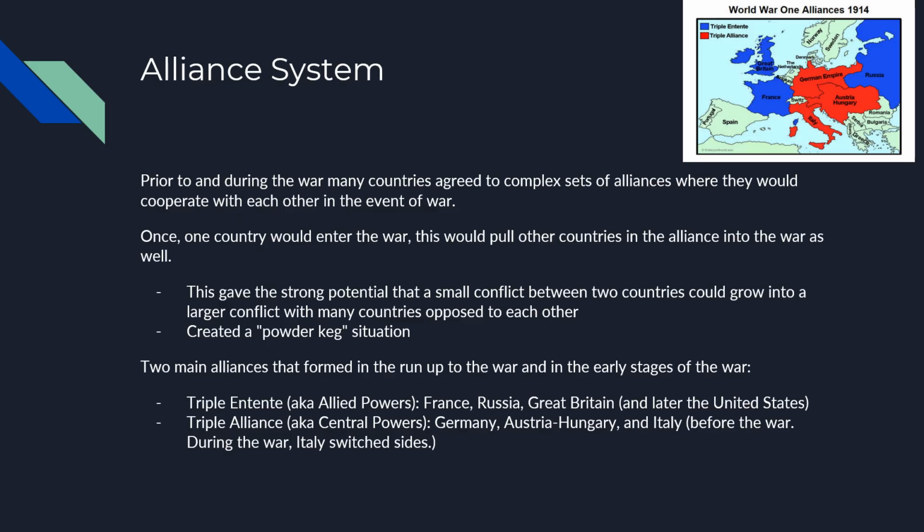And then you have the Triple Alliance, which is not known as the Allied Powers, but rather the Central Powers. So this is Germany, Austria-Hungary, and Italy before the war. During the war, Italy switches sides, and the Ottoman Empire joins, an empire that we had talked about earlier this year.